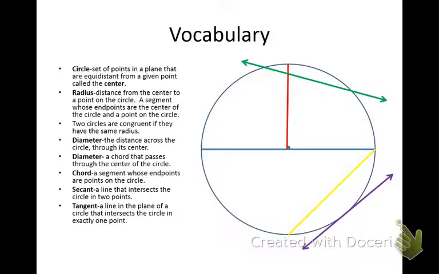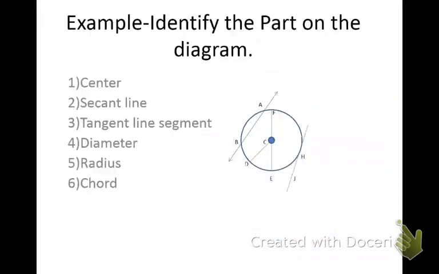Tangent. A tangent is a line in the plane of a circle that intersects the circle in 1 point. That's a tangent. Intersects the circle in 1 point. All right, any questions on the terms? Everybody have them all? Can I go on?